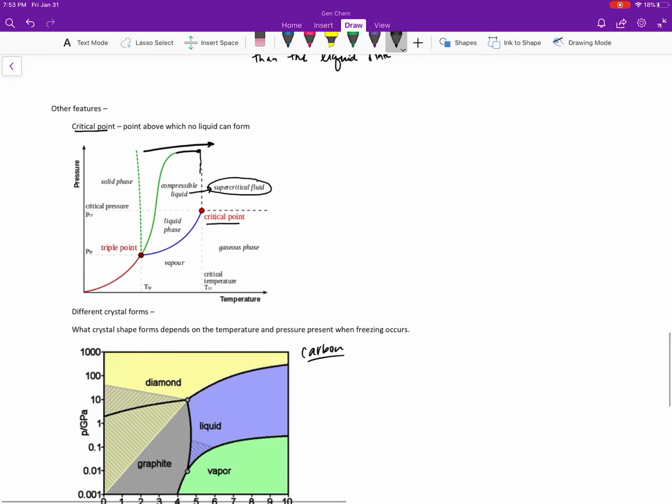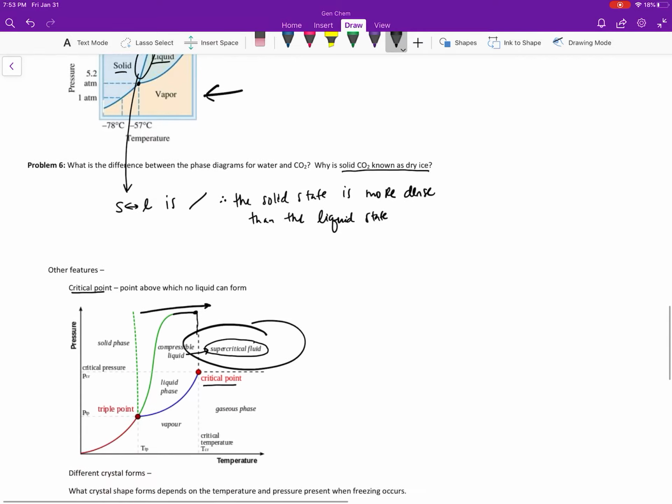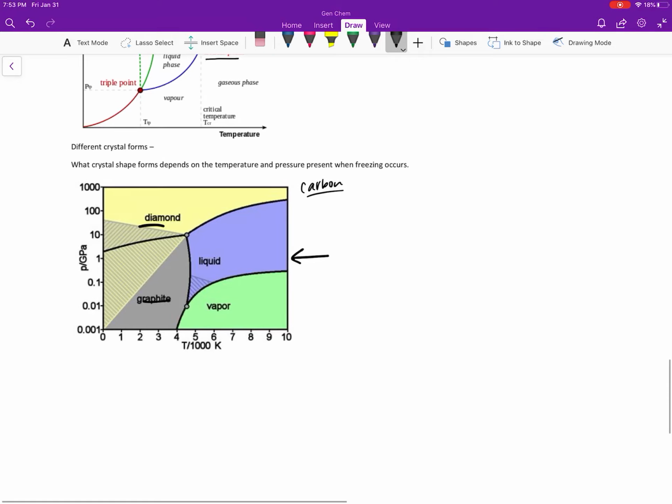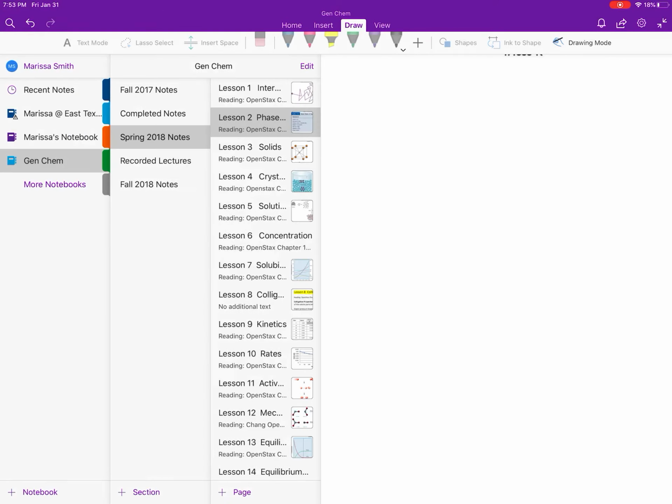Okay, most likely we are not going to see a supercritical fluid on the test just because it's not typical. Most phase diagrams that we're going to see are going to be simple phase diagrams, or if they are complex, it's only because there are going to be additional solid states like the carbon one that we see right here. Okay, so that's all of lesson 2.